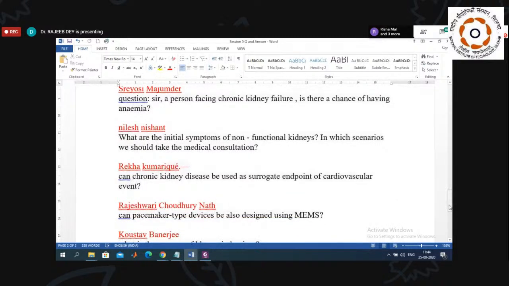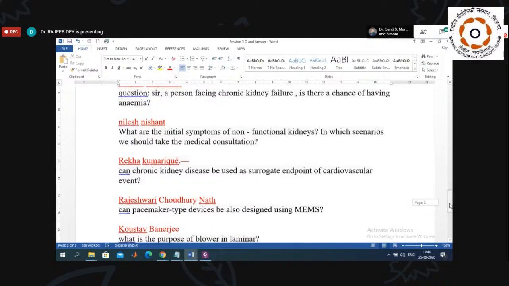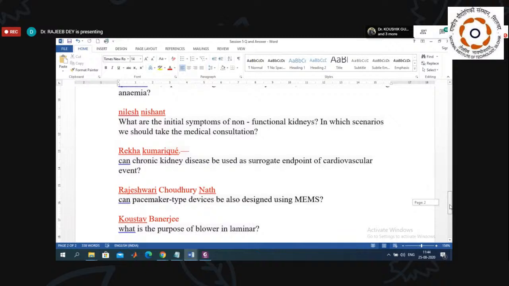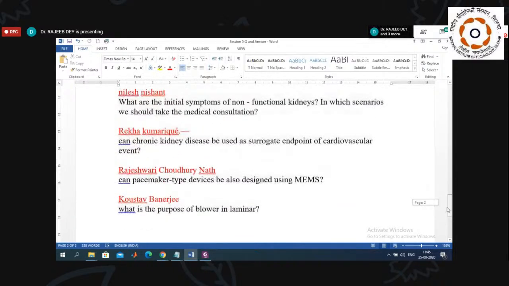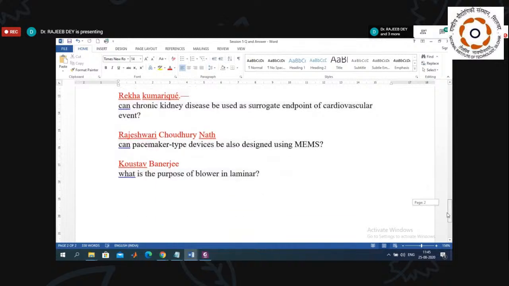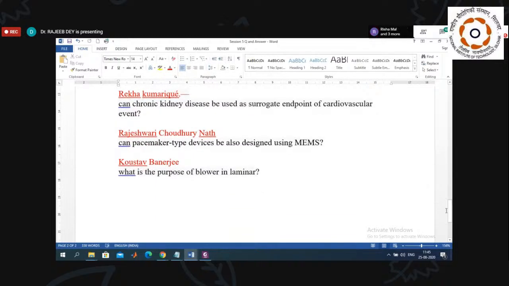What are the initial symptoms of a non-functional kidney? Suppose whenever you have some UTI, or you feel you are being dehydrated, or see some kind of patches under your eyes, this can be an early symptom of chronic kidney disease, and you should consult your doctor immediately. Can pacemaker type devices also be designed? Yes, a MEMS pacemaker is also possible, and it is already in the market presently.